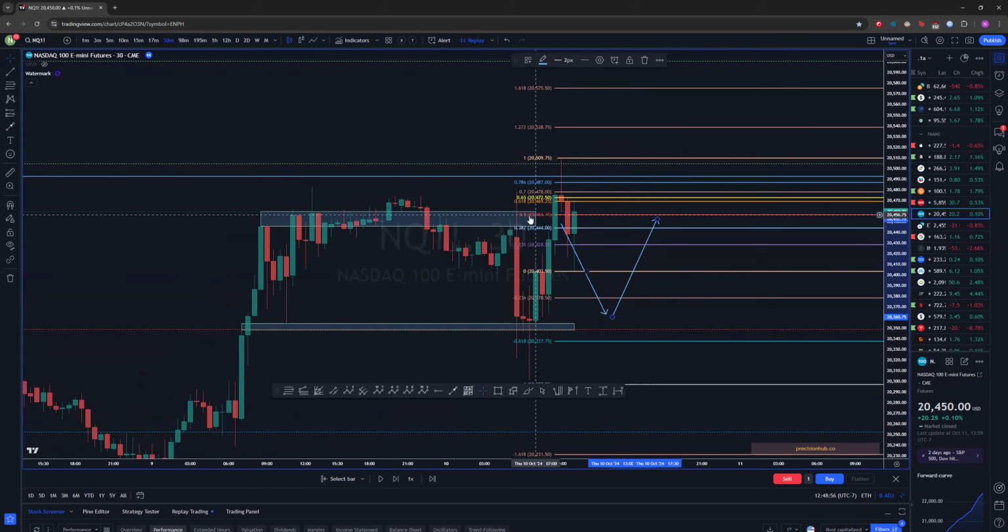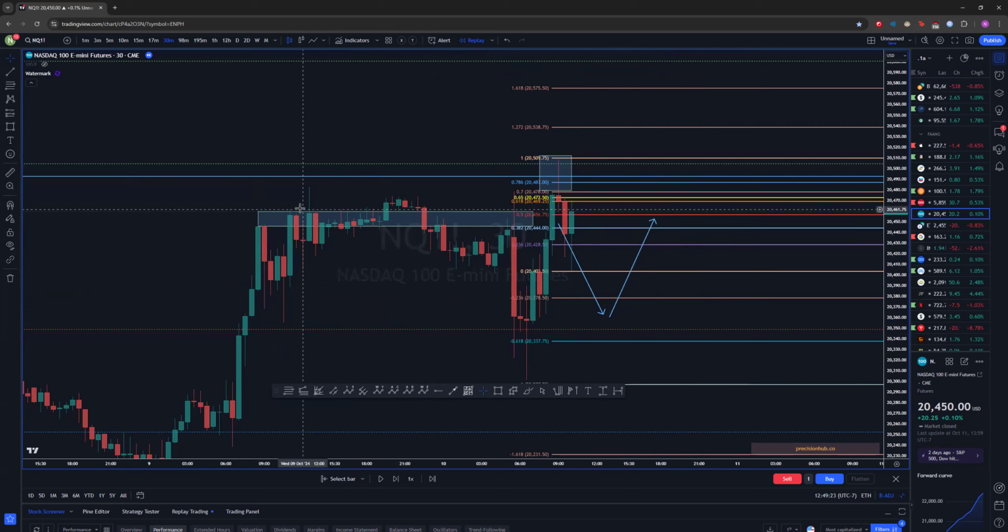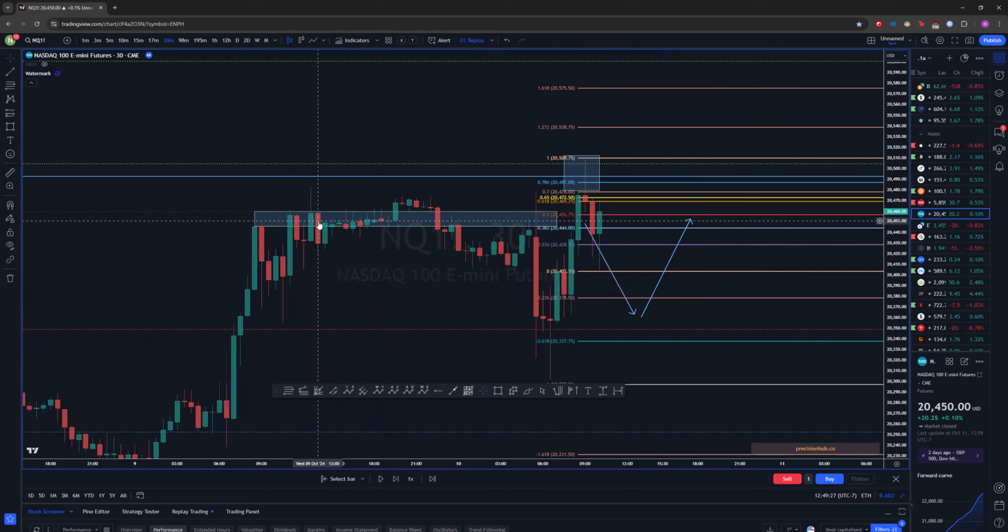Test the top of the range, come down to the bottom of the range, and then vice versa until we get a high time frame close above or below. That's where my thesis comes from: if we get a close above 44, then we're super bullish, or if we get a close below 340-ish, we're super bearish. Now I say 484 because there is some liquidity up here that we cannot just completely disregard, even though most price action lies within this area.